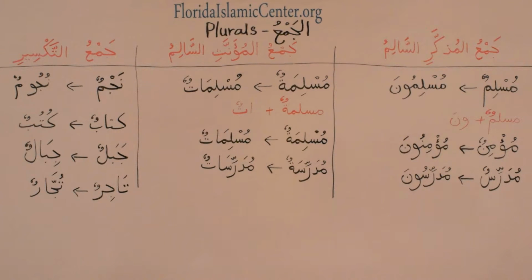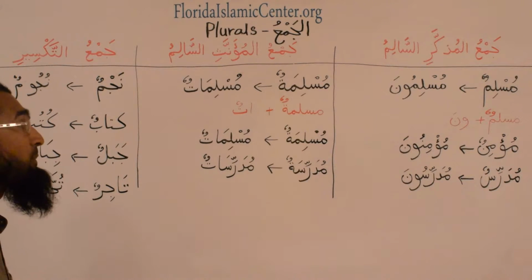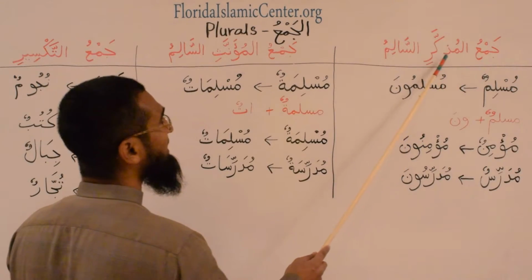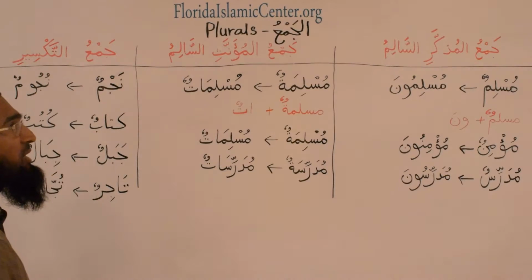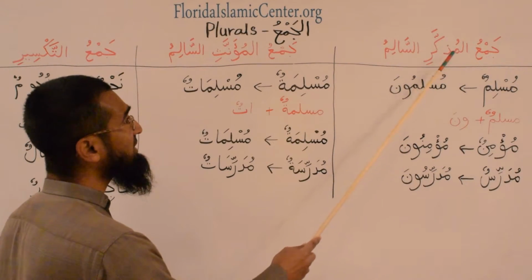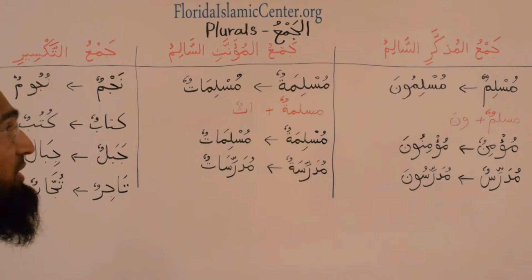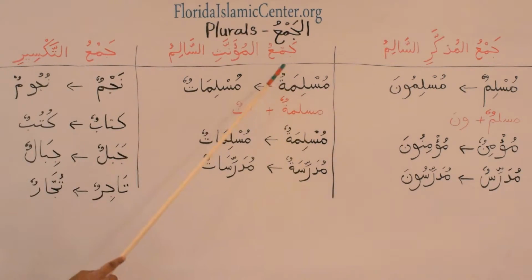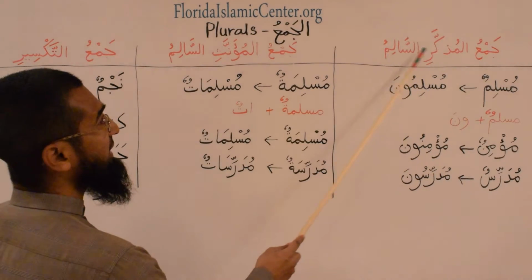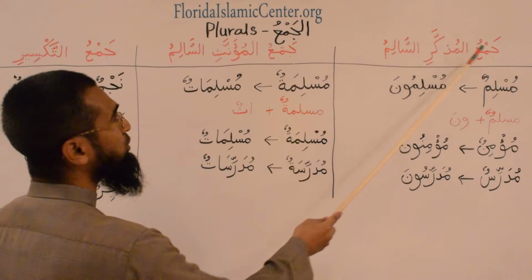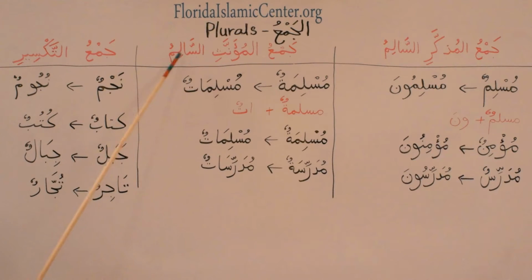So we're going to go with the idea that there are three types of plurals, because it boils down to three anyways. So the first one is jam'ul mudhakkar salim. Jam means plural, mudhakkar means masculine, salim means sound. Sound again means that it follows a pattern. The second type is jam'ul mu'annath salim. Jam, plural, mu'annath, feminine, salim, sound. And the third type is jam'u taksir, the broken plurals. So you can write here, jam'ul mudhakkar salim means masculine sound plurals. And jam'ul mu'annath salim would be feminine sound plurals. Jam'u taksir would be broken plurals.